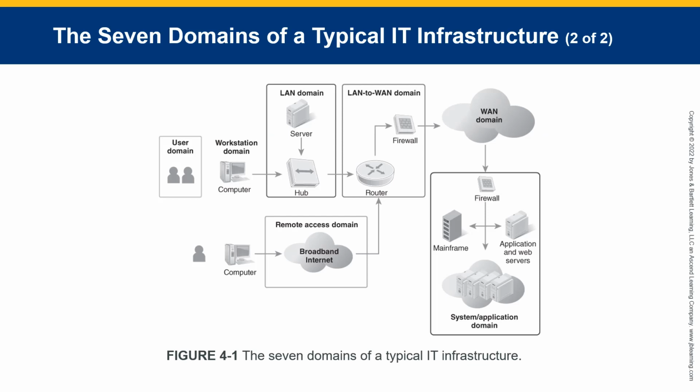Let's use figure 4.1, the 7 domains of typical IT infrastructure, to break down the elements of these 7 domains. If you look at the user domain, this is the domain that refers to any user accessing information. This includes customers, employees, consultants, contractors, or any other third party. These users are end users.